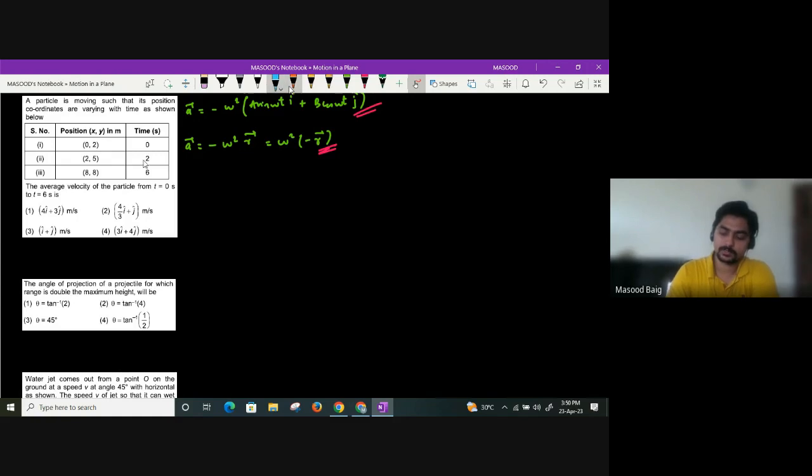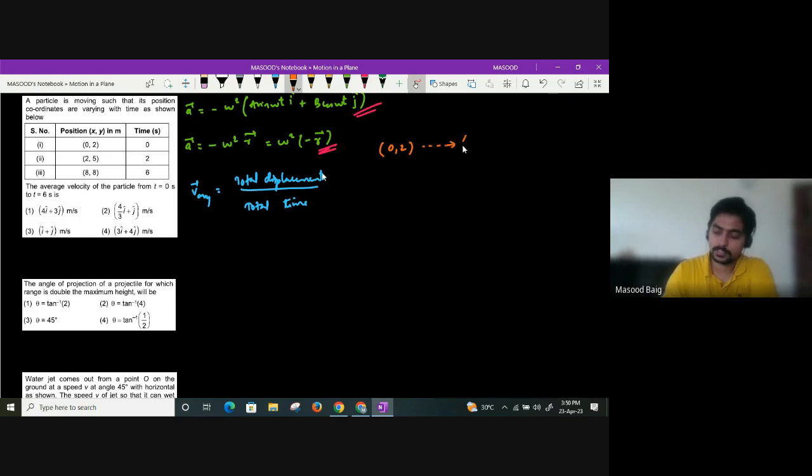Basic logic of average velocity. What is average velocity? We know it is given as total displacement divided by total time taken. As simple as that. Now you see, initial position you see, guys, it is 0, 2.